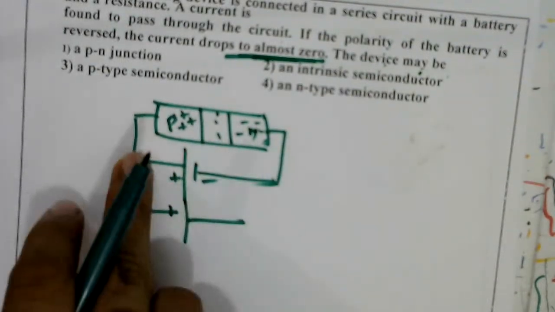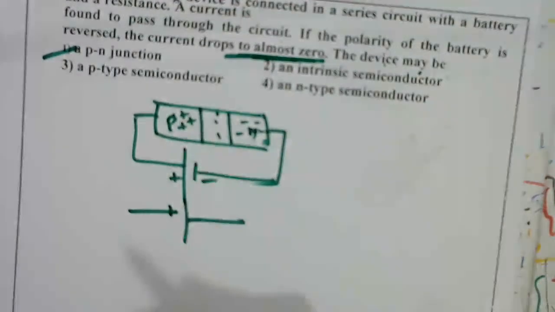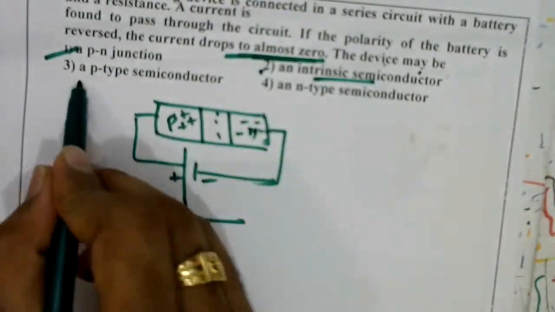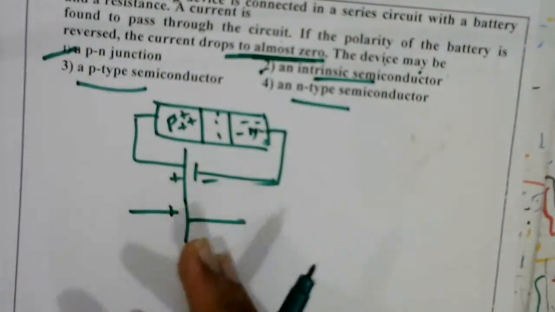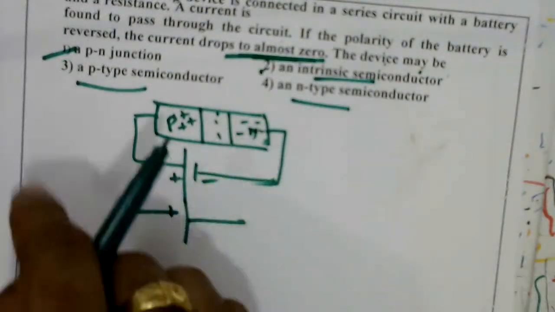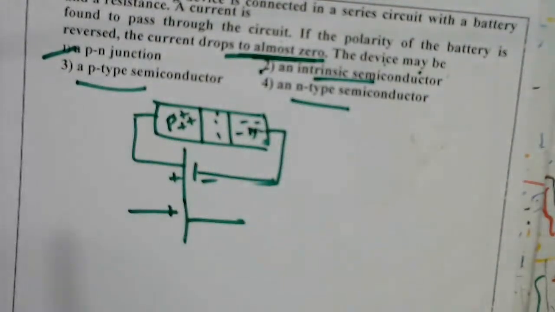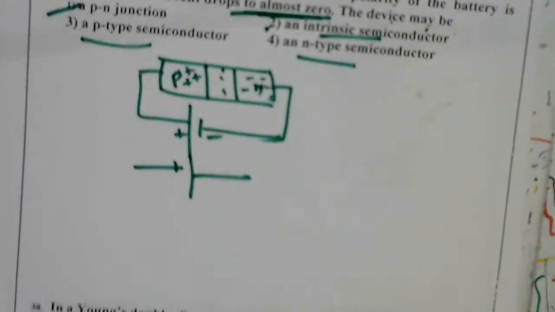That's why it is a PN junction diode. Only a PN junction diode is possible if polarity is reversed. Intrinsic, p-type, n-type individually cannot do this. If you combine them into a PN junction, then forward and reverse bias will come. In case of reverse bias, current will not flow.